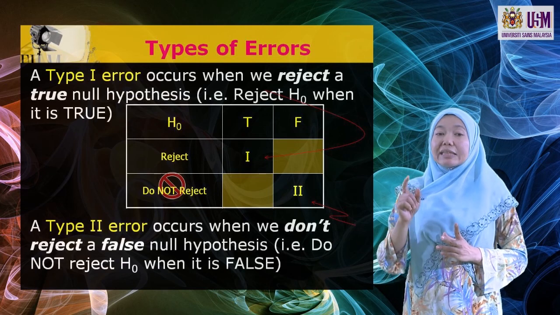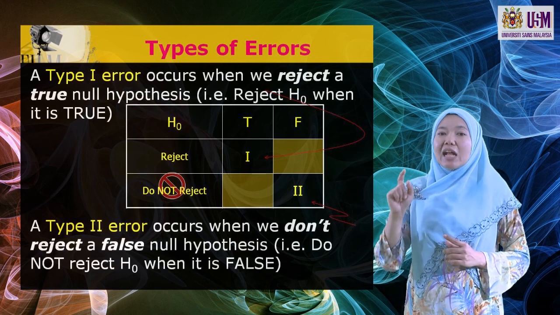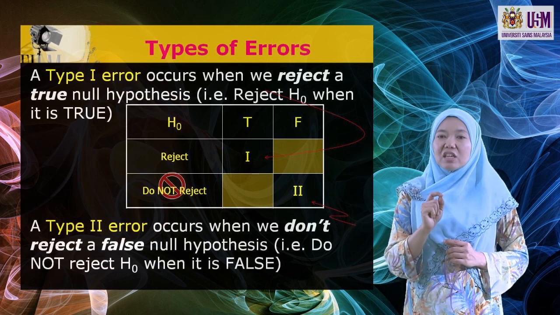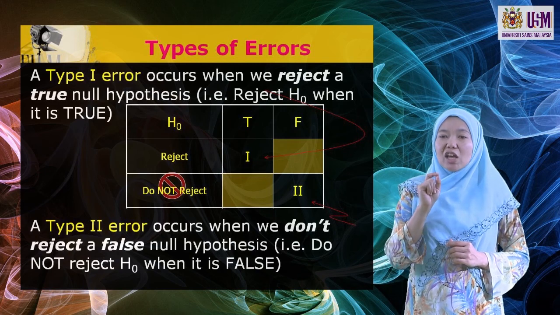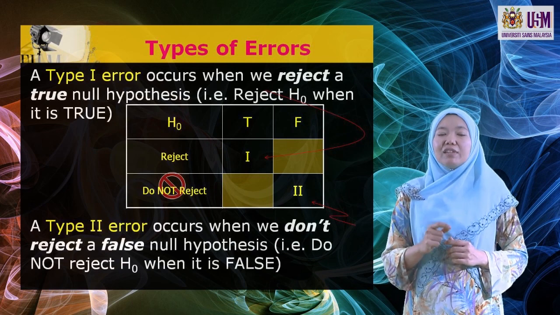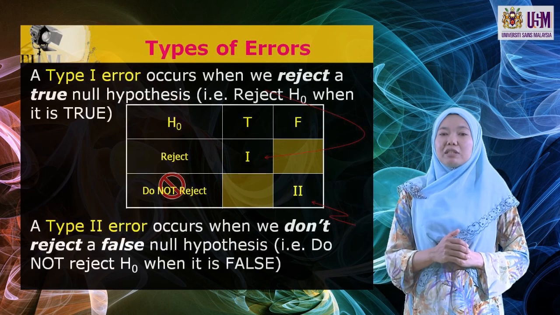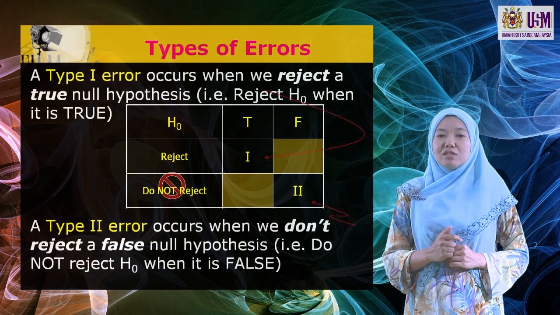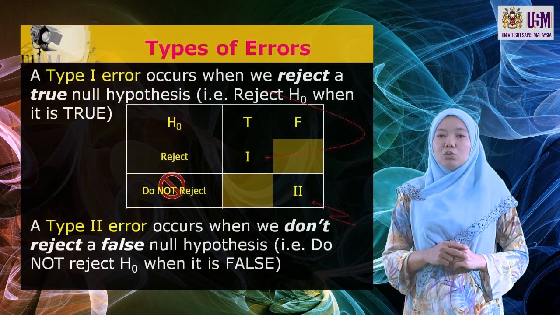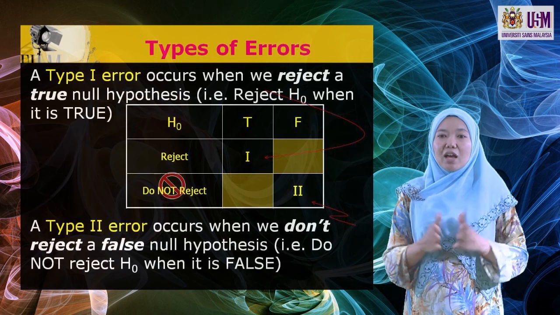So if you look at type 1 error, this is the error that occurs when you reject a true null hypothesis. The statement is true, under the middle column T, but somehow you reject H0 when it is true. That is type 1 error. Then we have the second type of error: the statement is false. We know that the person is guilty, for example, but you do not find enough evidence. So you do not reject H0. That is what we call type 2 error. This is the error that occurs when we do not reject a false null hypothesis.